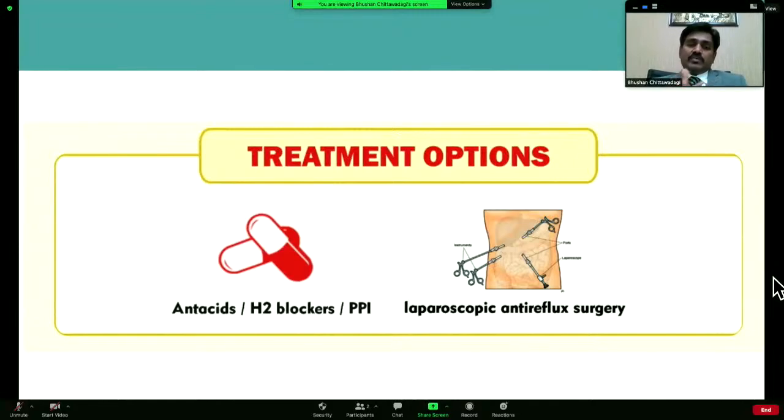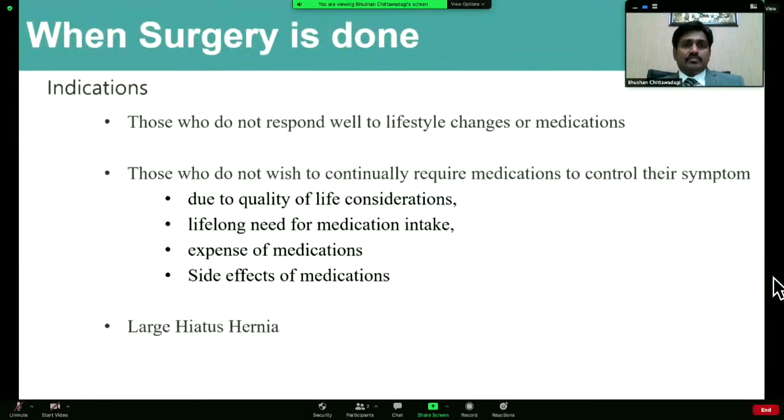So these are the most common drugs that are used. That is the PPI, that is the prokinetic drugs. H2 blockers are nothing but the same acid reducing medications. And another option available is laparoscopic anti-reflux. Now we have the reflux, so we have to make it anti. So it is called the anti-reflux. So it is treated by a laparoscopic approach, that is called the laparoscopic anti-reflux.